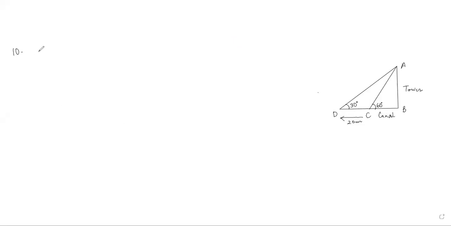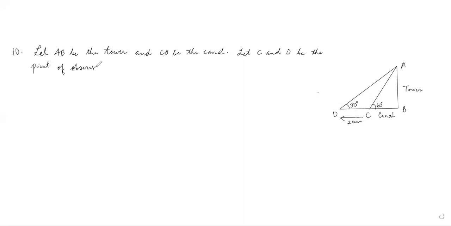First of all, you need to describe the figure. Let AB be the tower, and CD be the canal. So on the left, C and D be the points of observation. Now we are observing from C and D.